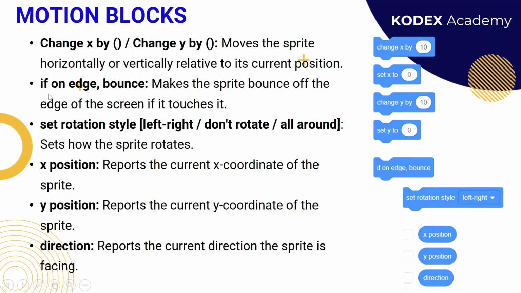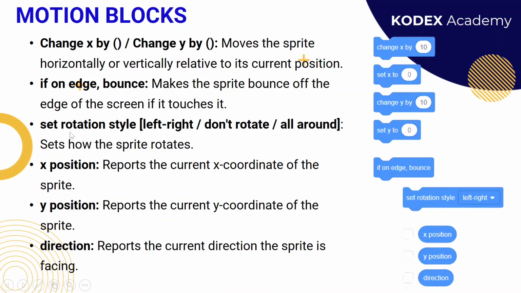Now the next one is if on edge, bounce. Means whenever your sprite touches the edge, it will bounce. So especially this block is used to create a bouncing effect in a game. So it is a very interesting block to create different kinds of games like a bouncing ball and other different kinds of games also use this block.